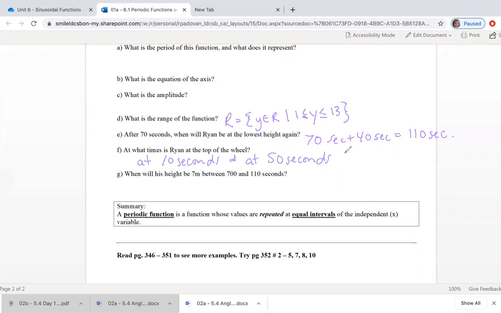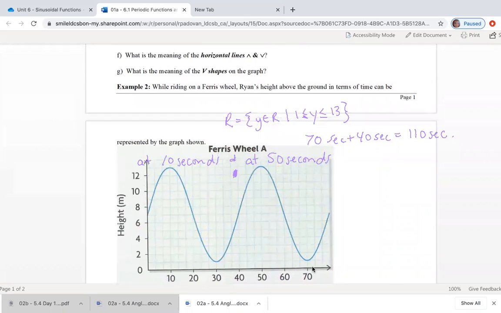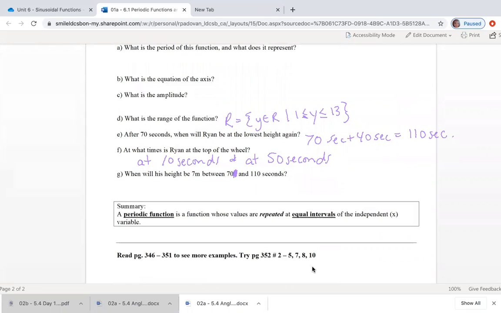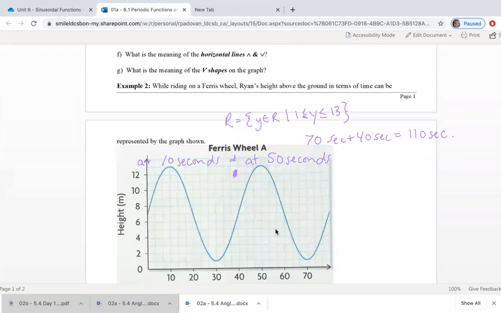When will his height be 7 meters between 70 and 110 seconds? Sorry, that's a typo in the question. Between 70, where another period, another cycle, starts, and 110, because if I take 70 plus 40, I'd get to 110. So for another whole cycle, the question is, when will the height be 7 meters?